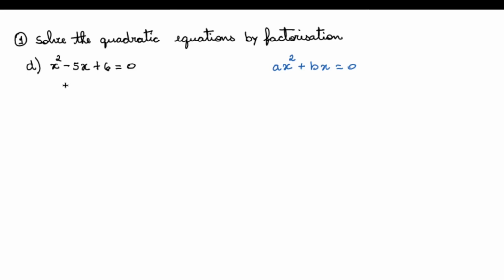Let's start with the equation x² minus 5x plus 6 equals 0 by the same method of factorization. To factorize a complete form of a quadratic equation, we have to use the grouping method. First of all, we have to split the middle term by the sum: x² minus 2x minus 3x plus 6 equals 0.